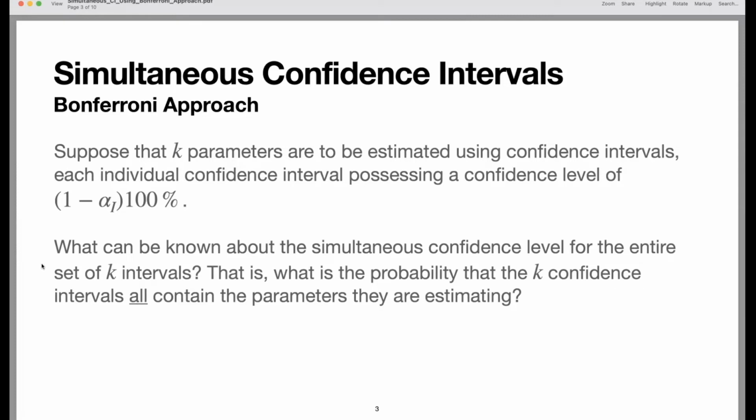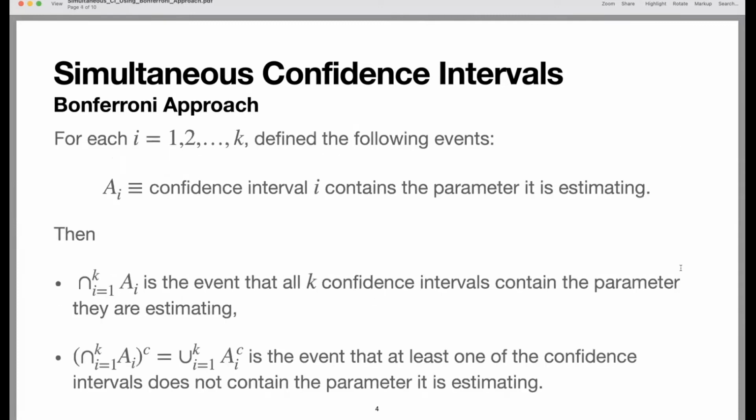Now, given that, what can be known about the simultaneous confidence level for the entire set of k intervals? In other words, what is the probability that the k confidence intervals all contain the parameters that they are estimating? What is the probability that all of those confidence intervals cover their associated parameters? Well, we can answer that using the Bonferroni inequality.